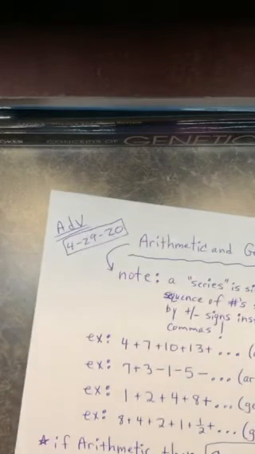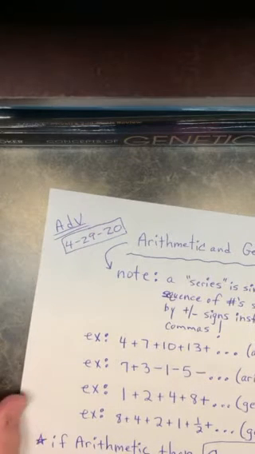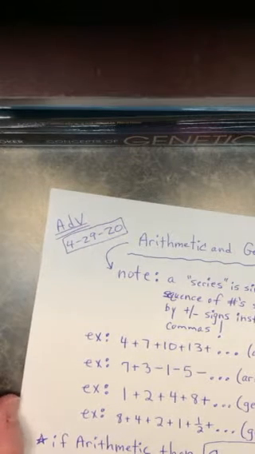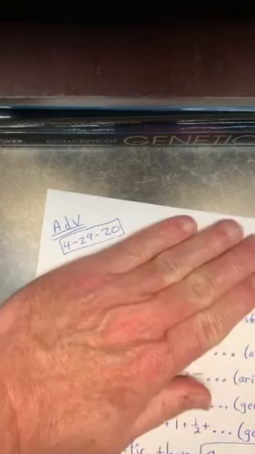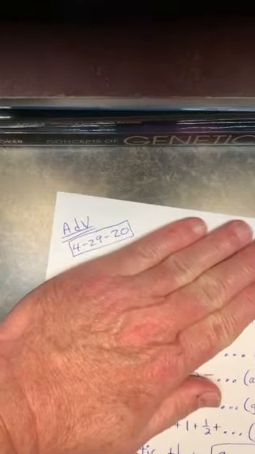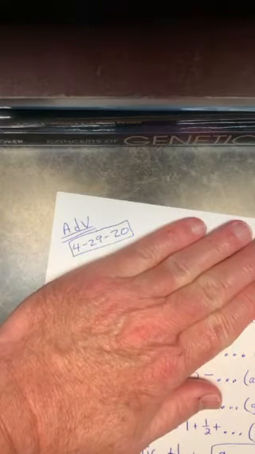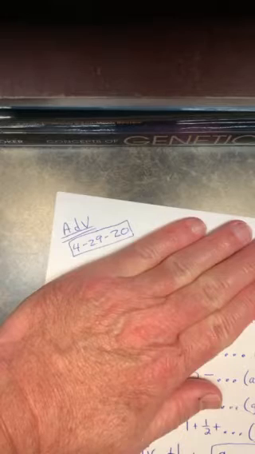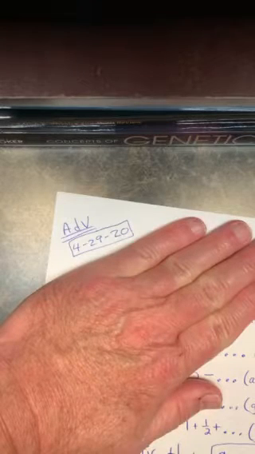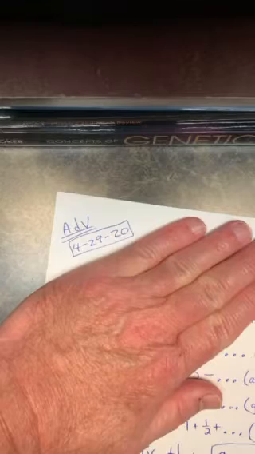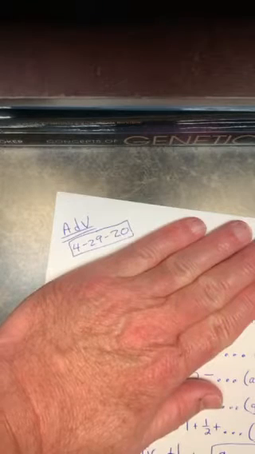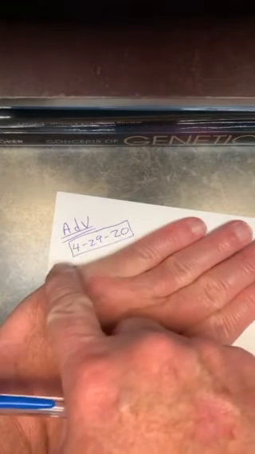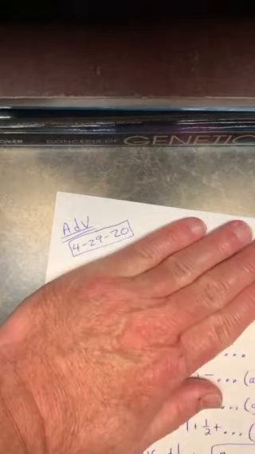Okay, guys, we are in advanced math trig. If you are in the honors advanced math trig, mods 2, 3, or 4, your date in the top left corner is Wednesday, 4/29/20. Again, if you're in mods 2, 3, or 4, the top left corner of your notes that you're taking today, you're going to put Wednesday, 4/29/20.